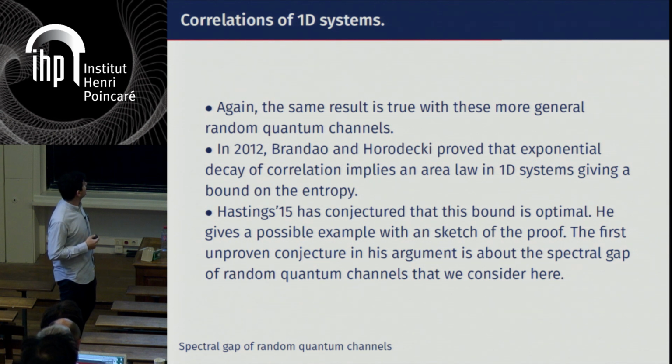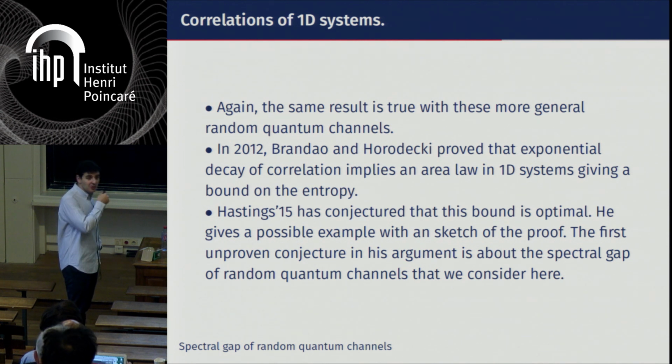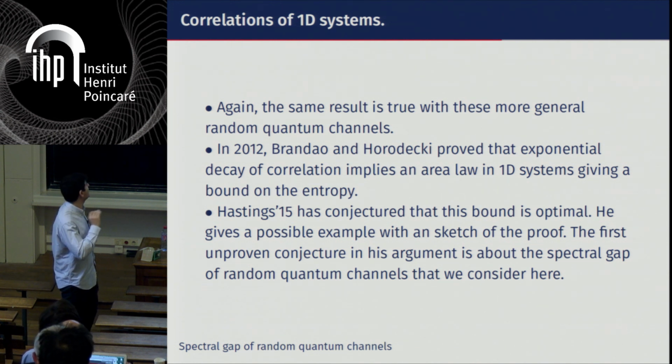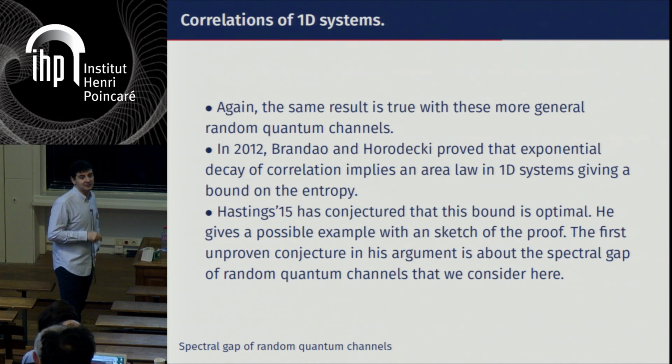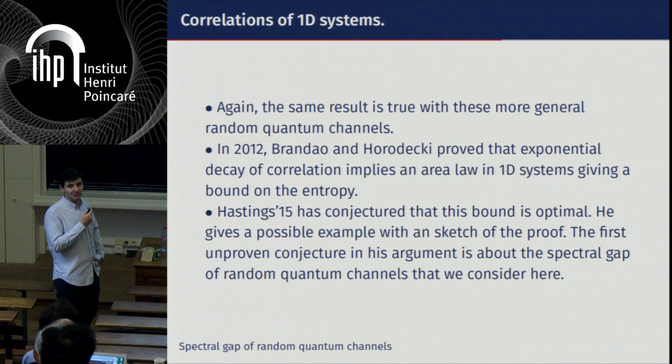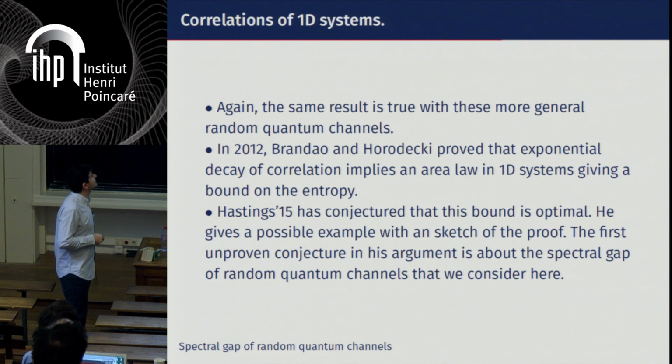And this is not easy in principle, and the first conjecture that he posed in this paper is a conjecture about a spectral gap of random quantum channels. And this random quantum channel, we can show that it's gapped. So somehow we solved the first kind of step in the unproven conjecture. Of course, there is still a lot to go, so it's not quite as straightforward.